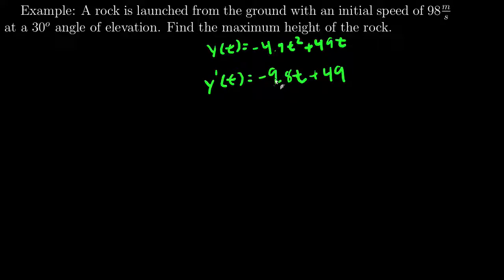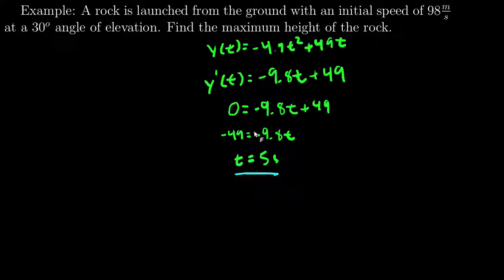It will be defined everywhere, so I don't get any critical points from undefined, but set equal to 0. So 0 equals negative 9.8t plus 49. Subtract 49. Divide by negative 9.8, and I get that t is equal to 5 seconds. And now I use this in that to find the height.